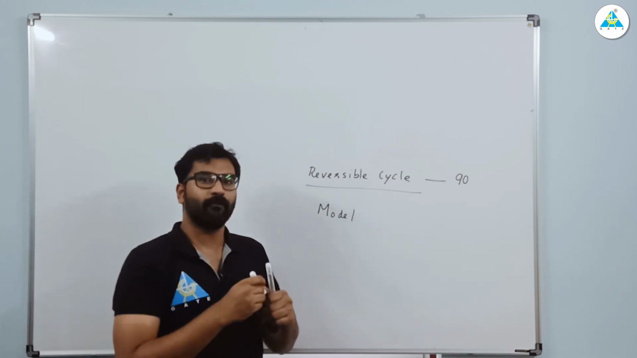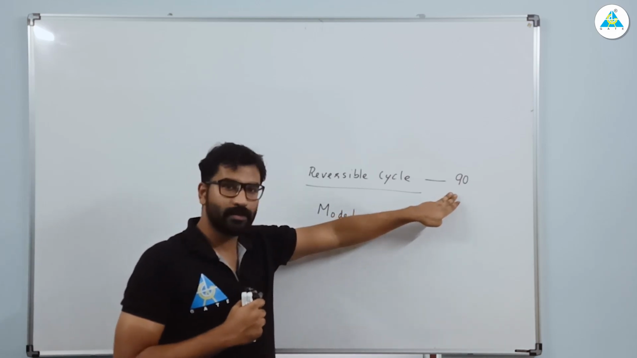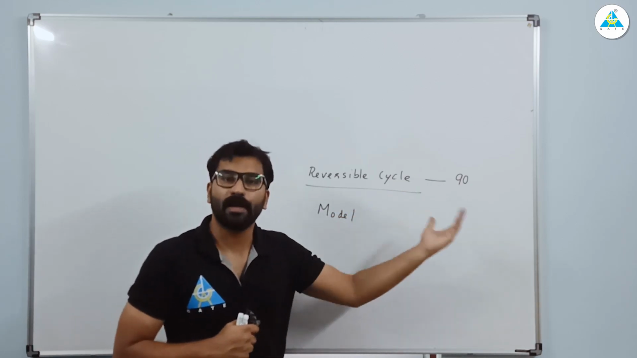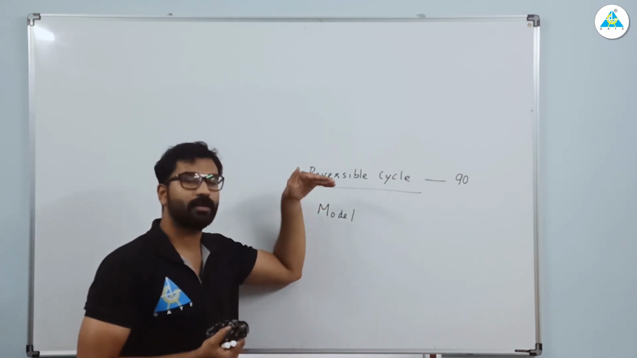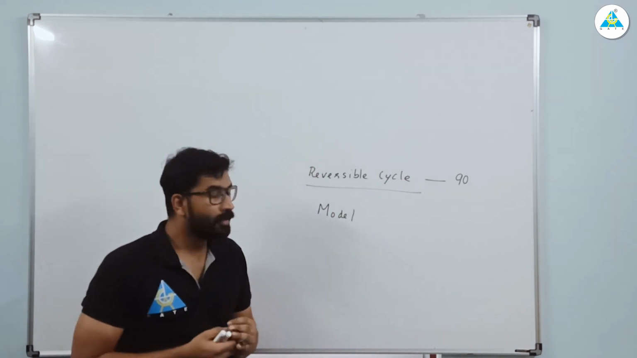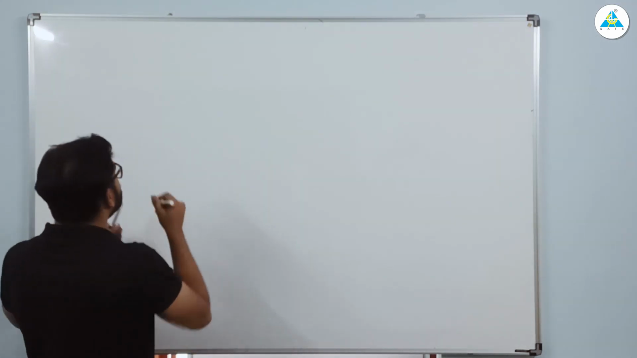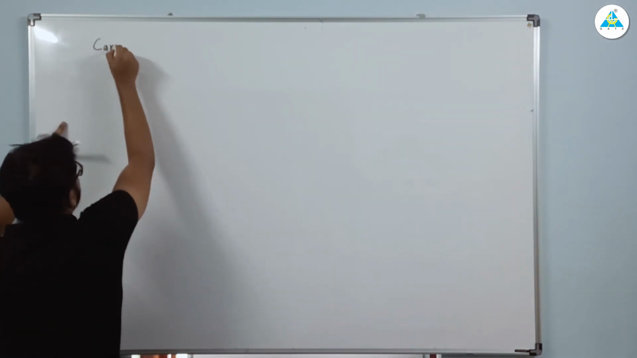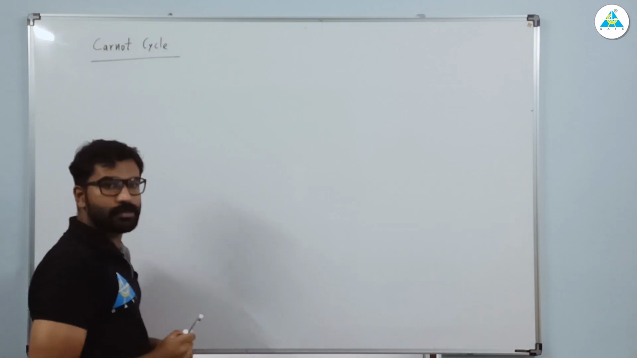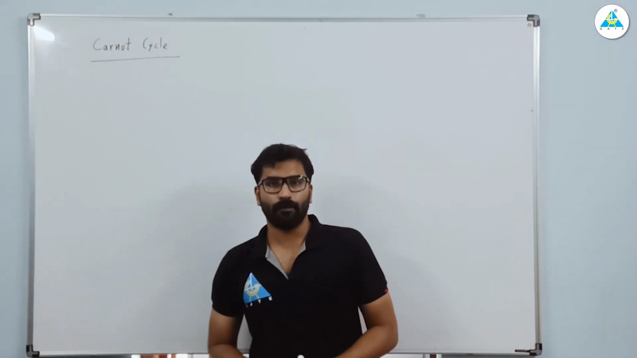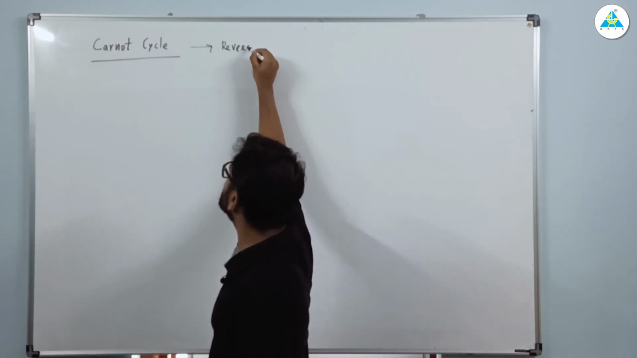Whatever we are getting, we are going to compare it with them. Our aim will be to get to this 90, so we will be comparing ourselves with that reversible model. Our actual cycles will be compared with the reversible cycle. So the example of a reversible cycle is what? The major example of a reversible process is your Carnot cycle. This Carnot cycle is always a reversible cycle.